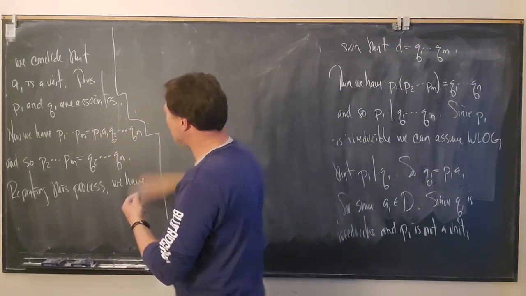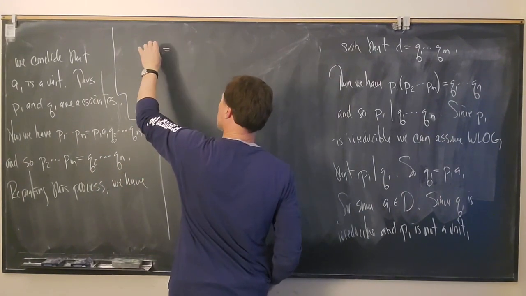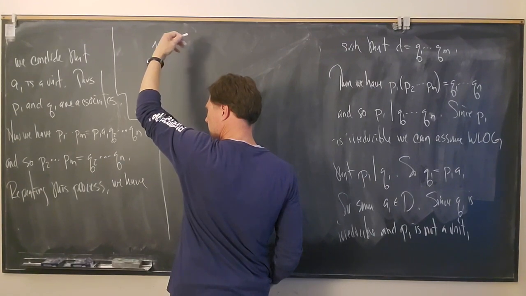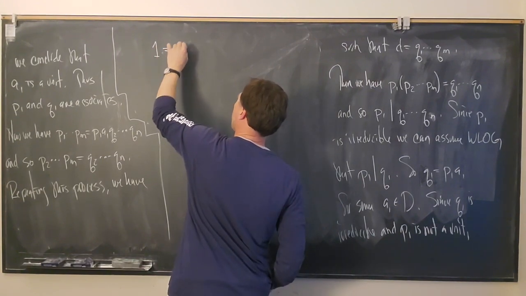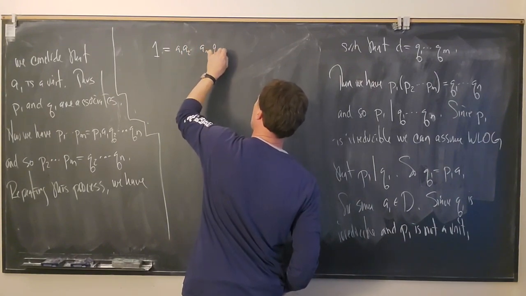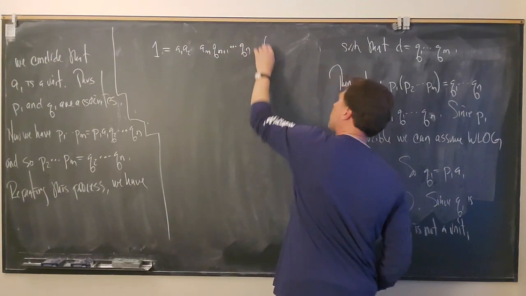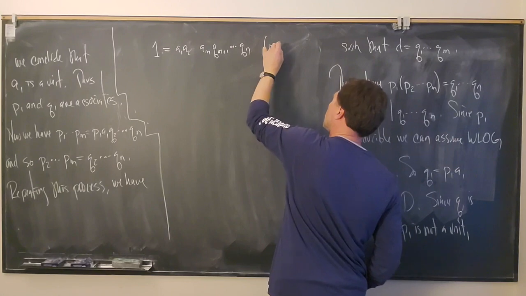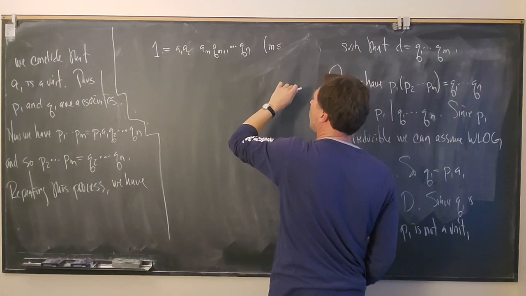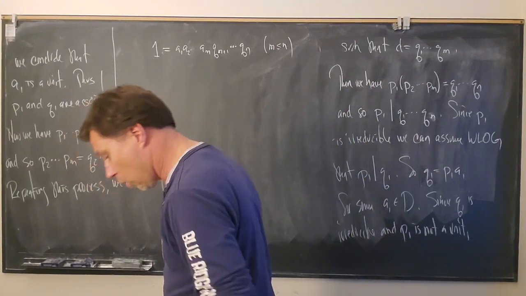So if N is bigger, we cancel off all the P's, and so we'll get 1 equals, cancel off all the P's, so we'll have cancel M of them, so we'll have A1, A2 dot dot dot up to AM, and then we'll have Q sub M plus 1 dot dot dot Q sub N. This is in the case that M is less than or equal to N. Am I right? Yeah.